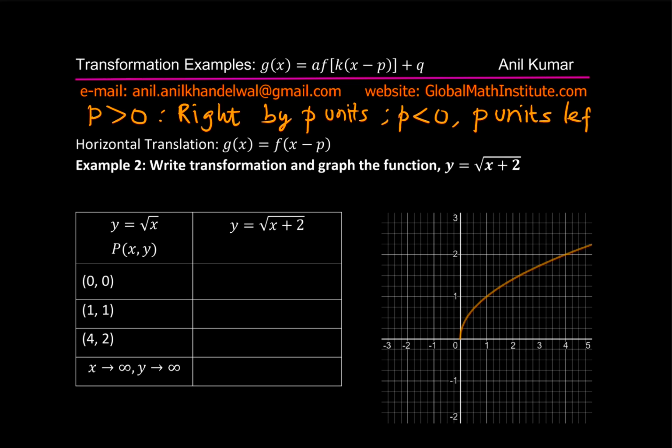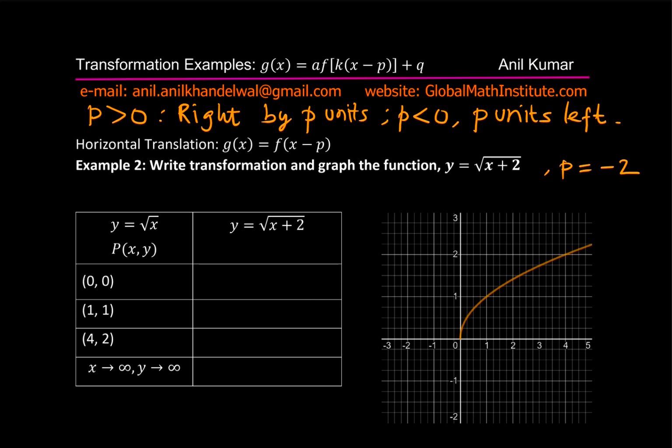Is that clear to you? So that is how the transformation takes place. Now let's look into our example, which is: write the transformation and graph the function y equals square root of x plus 2. Now this is plus 2. That means the value of p is basically minus 2.